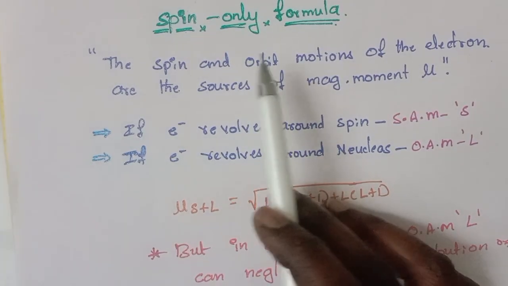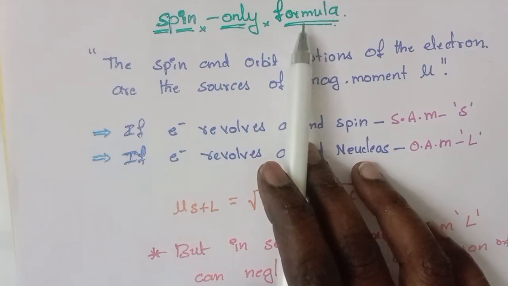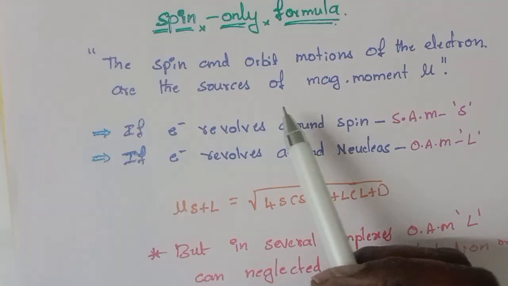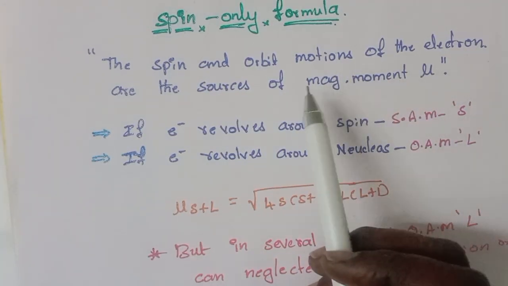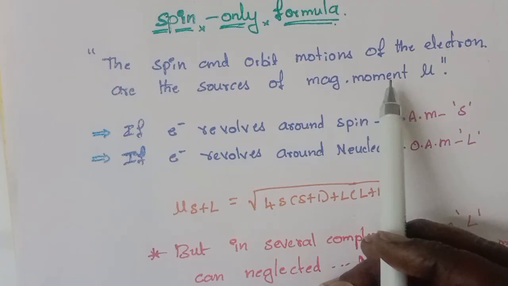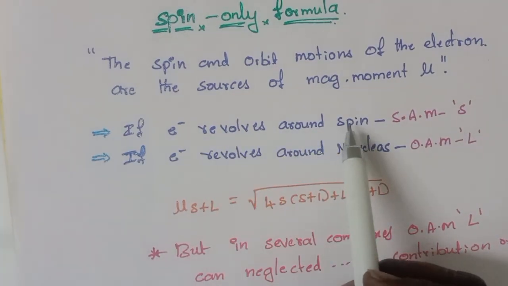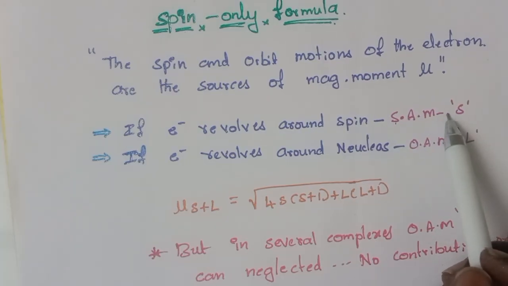Spin only formula. The main theme of this formula is the calculation of magnetic moment by the expression. First, if we see the magnetic moment, the spin motion and the orbital motion of the electron are the sources of magnetic moment, right? That means if an electron revolves around its own axis, it produces the spin angular momentum, capital S.